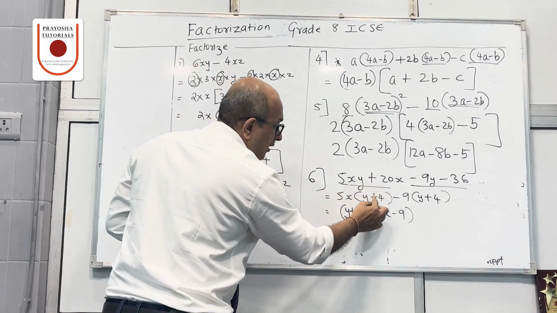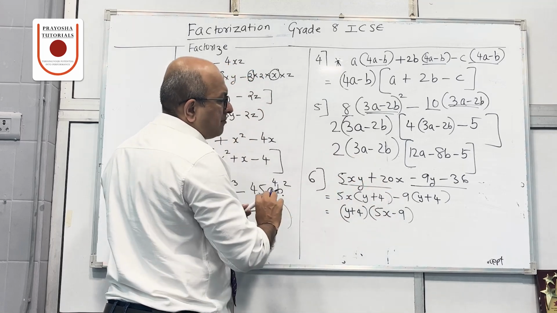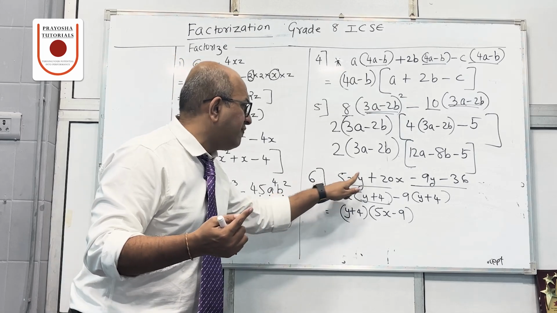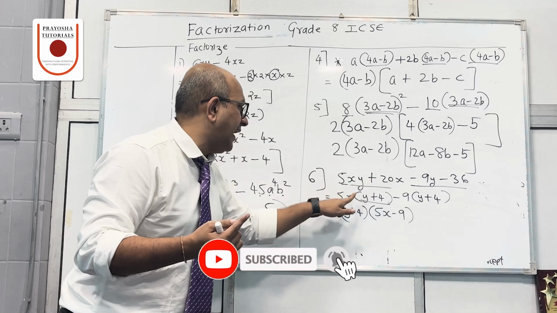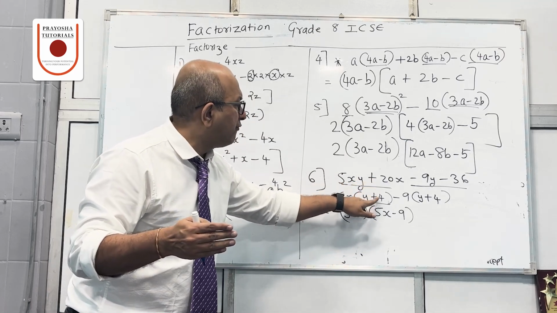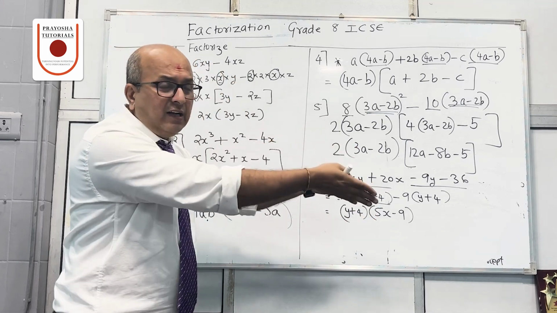What is left now? Y plus, 5 fours are 20, you know that, so 4 comes in the bracket. Just one more time for this. From 5 and 20, 5 common, from x and x, x common. Now what is left? Y is left, plus 4 is left. 5 fours are 20. Now going on to the second term.